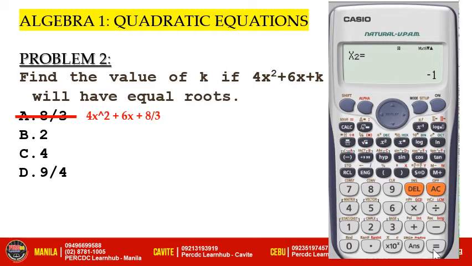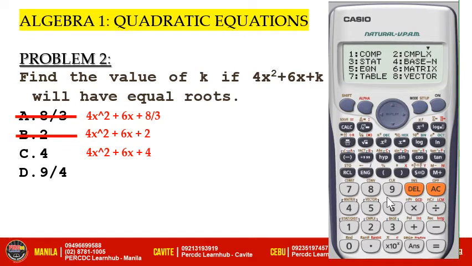So paano ba malaman na equal roots? Once we press equal, isang value lang po ng x yung binibigay. So it means kasi yung x1 at saka x2 mo ay equal. So, eliminate na rin po natin si letter B because hindi po equal roots yung quadratic equation kay choice letter B. So, proceed na tayo sa letter C.